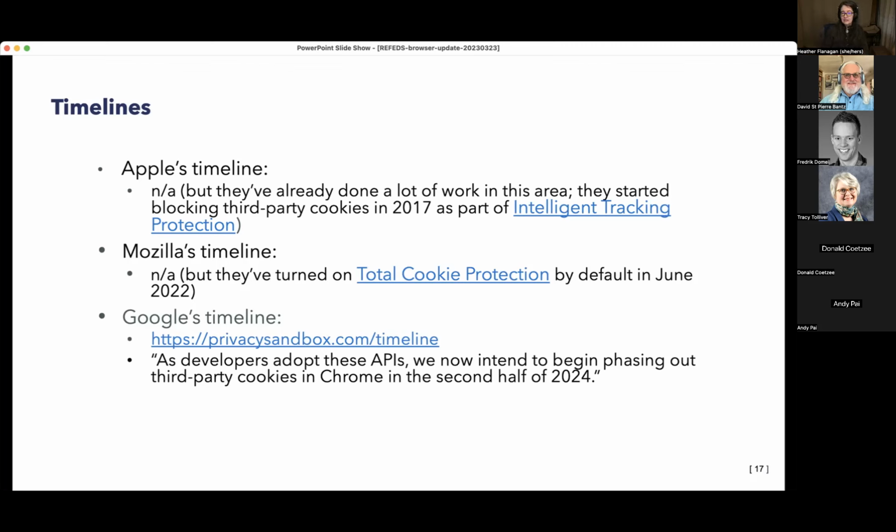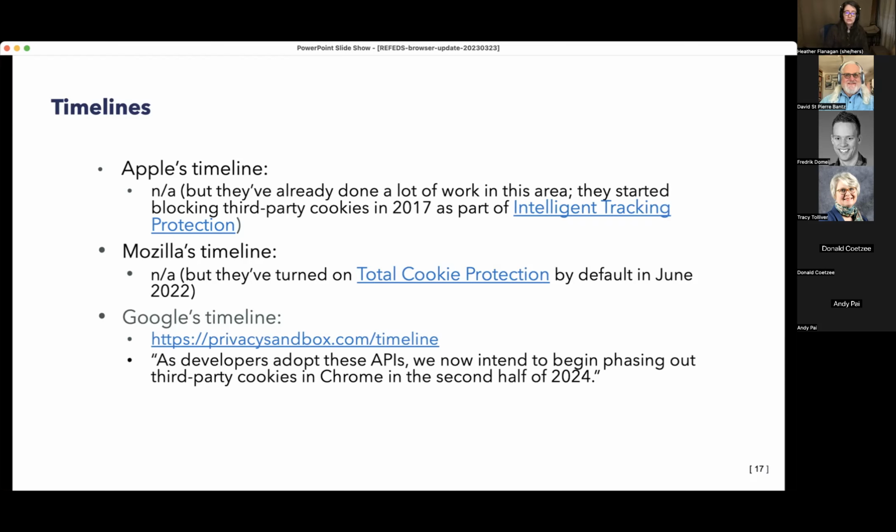Mozilla, similarly, do not actually tell you what they're going to do in any public timeline, but they will tell you what they did. And they've done things like turn on Total Cookie Protection by default. That's the name of their project, in June of last year. And they will continue to try and tighten the defaults to protect privacy over time as well.